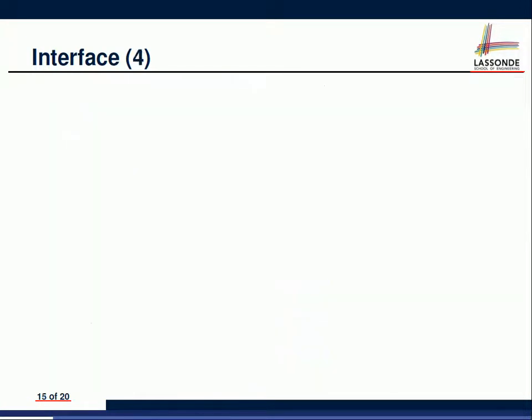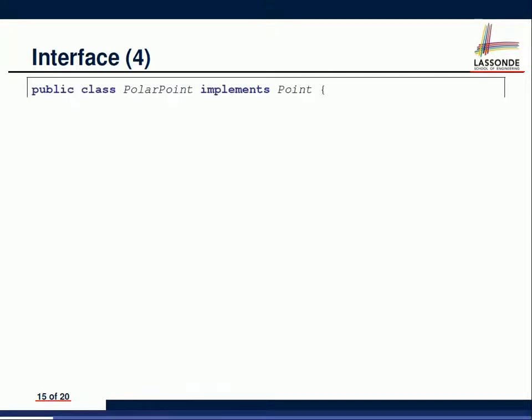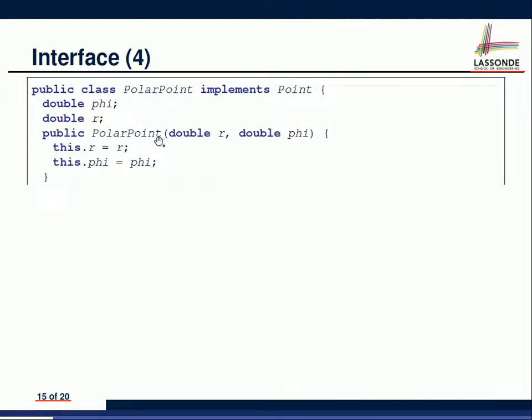For your curiosity, let's see how PolarPoint will be implemented. It's actually quite straightforward. You just have to call the relevant methods from the Math class. PolarPoint implements Point. Again, you don't say extends, you say implements. Then you would have phi, the angle, and r, the distance. So when you first initialize the PolarPoint object, you will pass r and also phi.